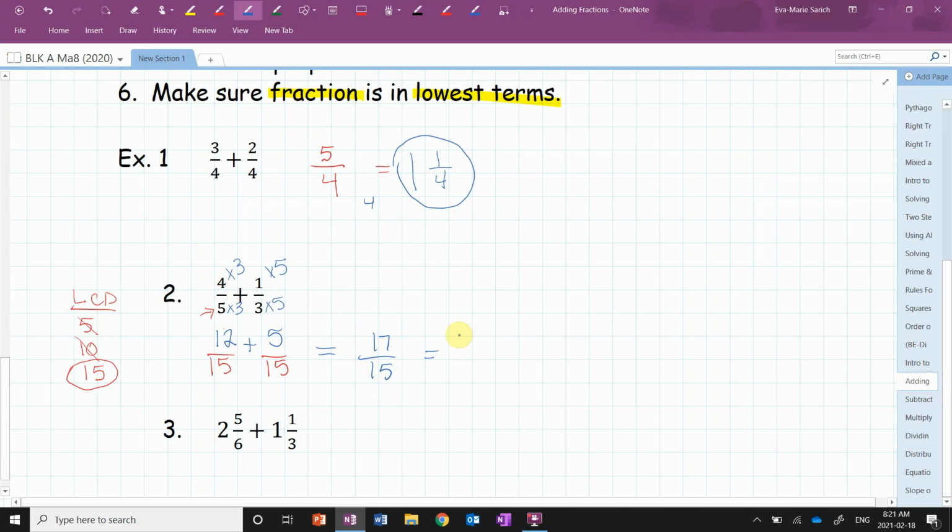So 15 goes into 17 once. And 15 times 1 is 15. We have 2 more. So the 2 left over goes at the top and the same denominator at the bottom. So now look at your fraction. Can we go any lower? Well, 2 is a prime number that only divides by 2, and 15 doesn't divide by 2. So that's our final answer.